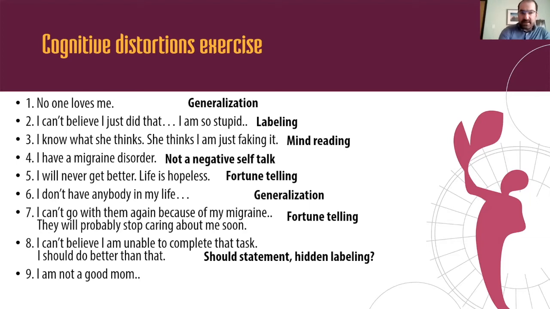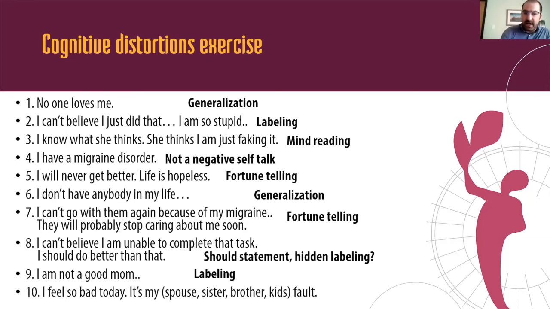And the last thing: "I feel so bad today. It's my spouse's, sister's, brother's fault." When we put personalization and blame, "I feel so bad today, it's their fault, or it's her fault, or it's our fault," and so forth, it's either my fault or someone else's when it might not be part of their ability. I feel bad because I feel bad. It not necessarily has anything to do with someone else. So again, another cognitive distortion, which is personalization and blame.